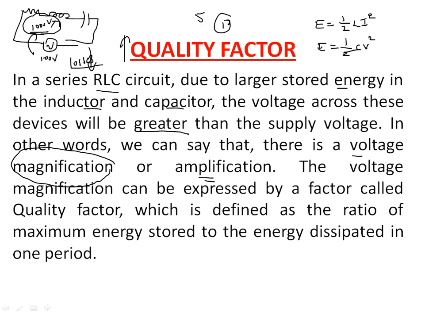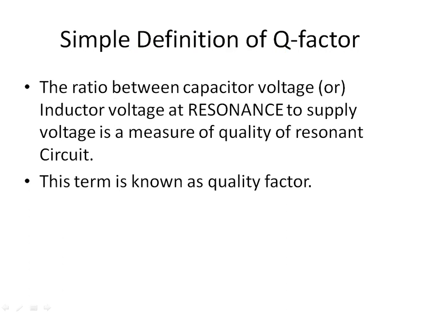The voltage magnification can be expressed by a factor called quality factor, which is defined as the ratio of maximum energy stored to the energy dissipated in one period. Okay, simple definition. What is the simple definition? The ratio between capacitor voltage or inductor voltage and supply voltage at resonance, that is, Q factor is equal to VL by V or VC by V.